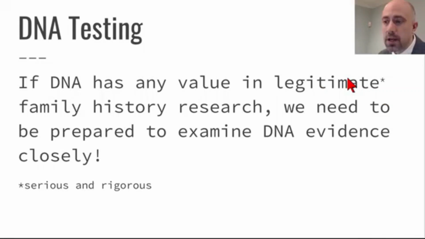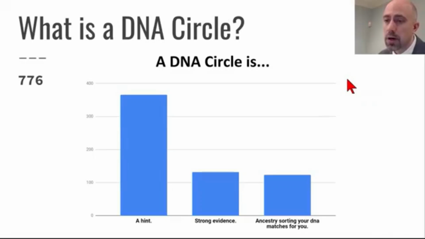So to summarize, I think that if DNA has any value in legitimate family history research, and I think it does, we need to be prepared to examine the DNA evidence very closely, and that includes DNA circles, which were designed to be ridiculously easy and not require scrutiny, but I think scrutiny really is still required.